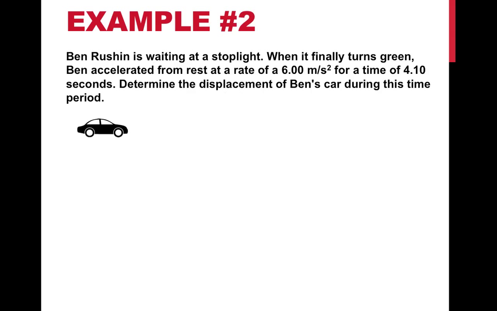Okay, our last example. Ben Rushing is waiting at a stoplight. When it finally turns green, Ben accelerated from rest at a rate of 6 meters per second squared for a time of 4.1 seconds. Determine the displacement of Ben's car during this time period. So again, I'm going to start out with the picture just so I understand what's going on.